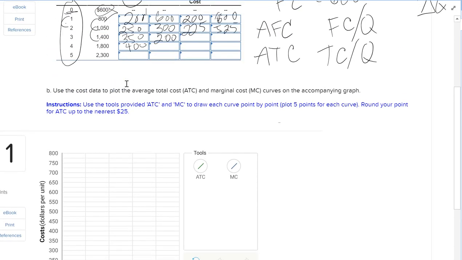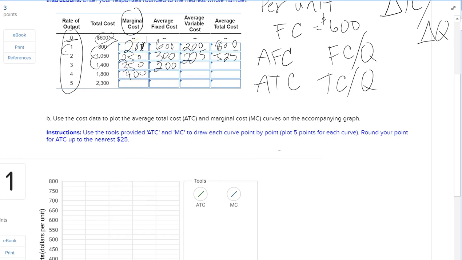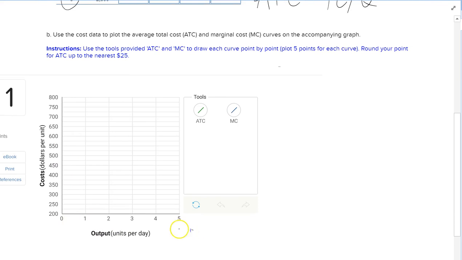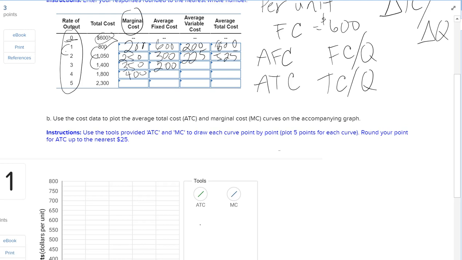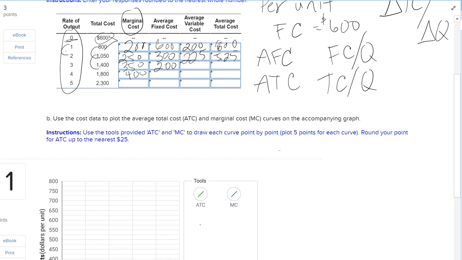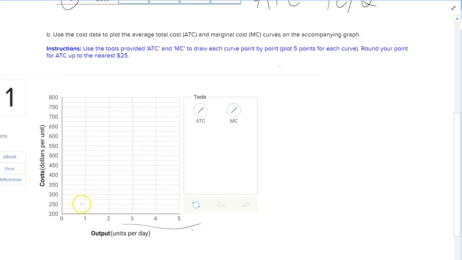So let's do the average total cost curve first. We're going to plot rate of output, which is going to be on this horizontal axis. And then we're going to put our average total costs on the vertical axis here. And we can just see pretty easily how this is going to work. So going to that chart, that first unit of output has an average total cost of $800. So it's going to go like this. 1 unit of output, $800. There it is. Oops, I missed it by a little bit, but you get the idea.